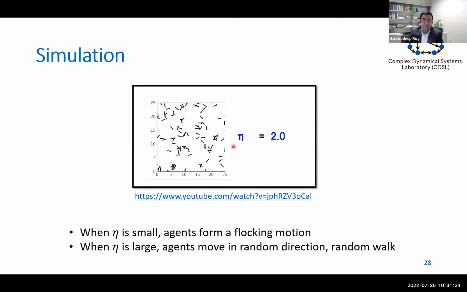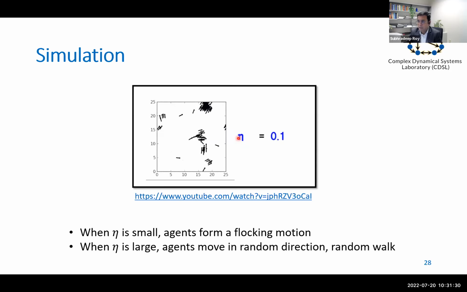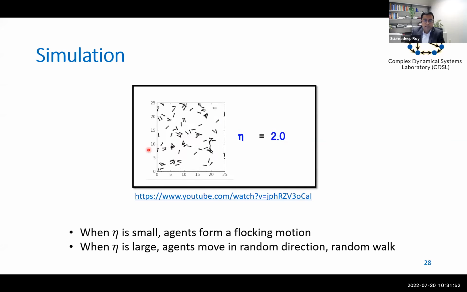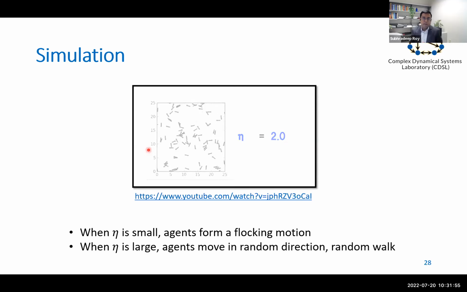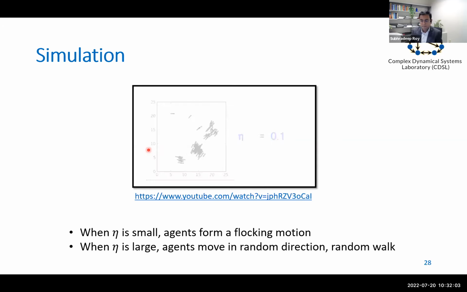But as we keep increasing the value of eta, that means there's more and more measurement noise, we see a random behavior. It's a random walk. The particles move in a random direction. Here is an example with eta equals 0.1, then eta equals 0.5. As we keep increasing eta, there is more disordered behavior. So eta is a tuning parameter over here, and as we increase eta, the system moves from an ordered to a disordered state. Okay, so that's why it's a very powerful tool. It's simple. We can test different model parameters and see how that influences the group level behaviors.